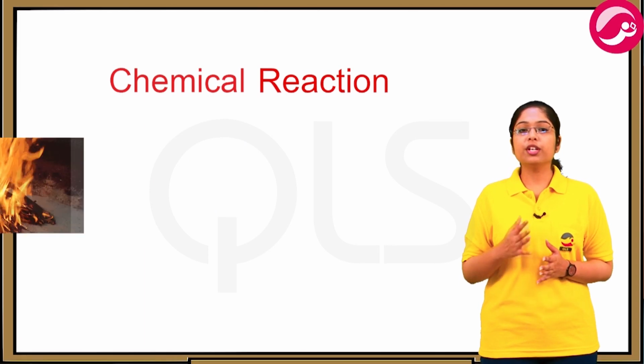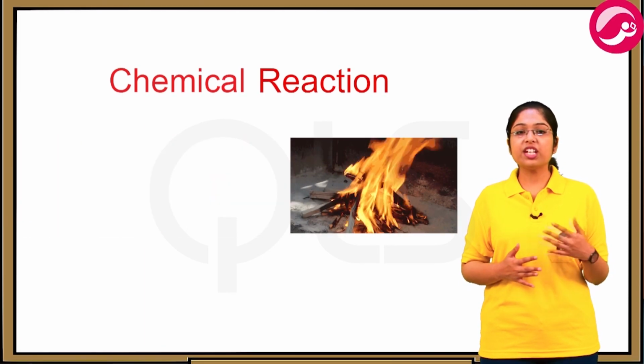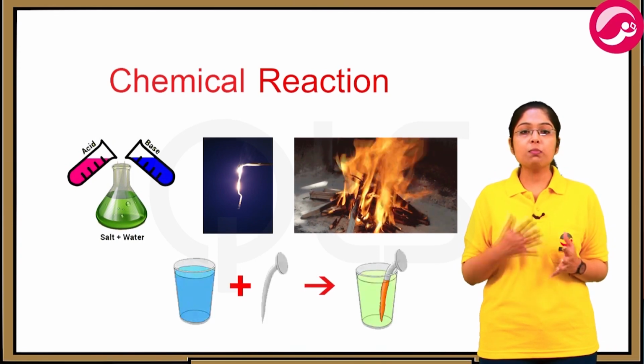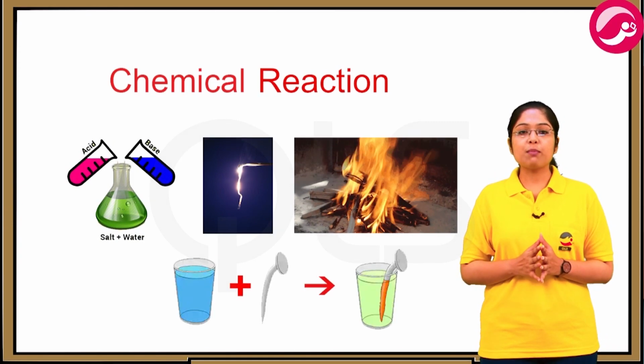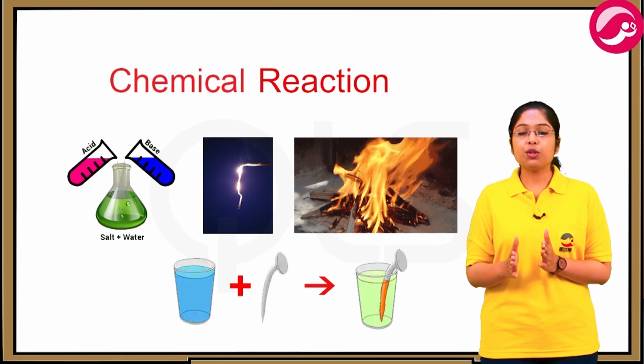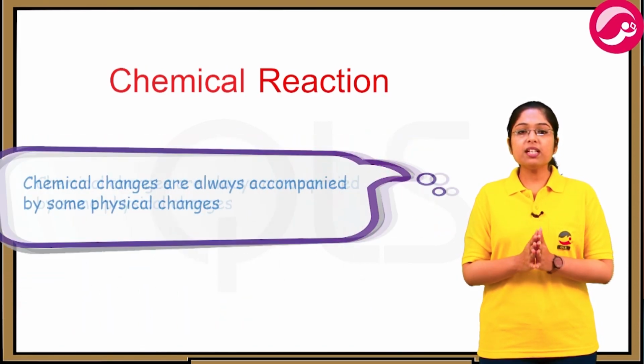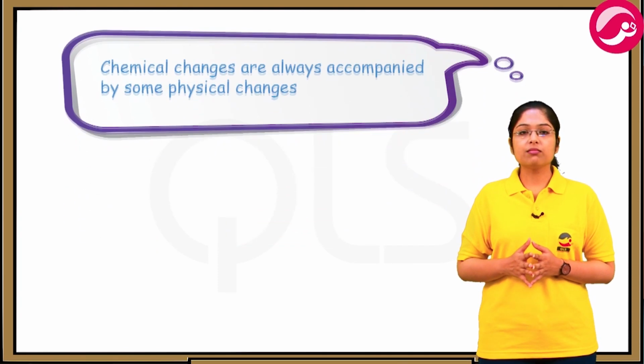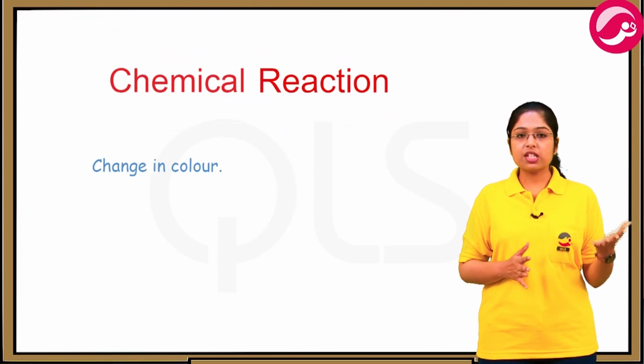For example, burning of wood, burning of coal, magnesium ribbon, reaction between an acid and a base, reaction of iron with copper sulfate solution are all examples of chemical reactions resulting into chemical changes. Chemical changes are always accompanied by some physical changes as well, like change in the color, change in state.